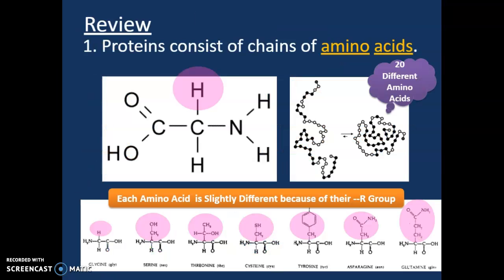So what do we remember about proteins from our macromolecules unit? Remember, proteins are very specific. Proteins consist of chains of amino acids. There are 20 different amino acids. And each amino acid is slightly different because of their R group. What we have circled on the bottom of the screen in pink is the different R groups for each of the amino acids shown.